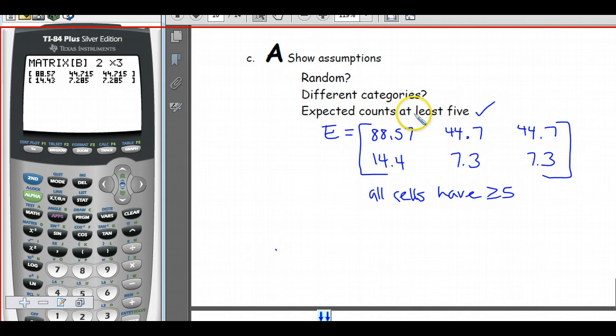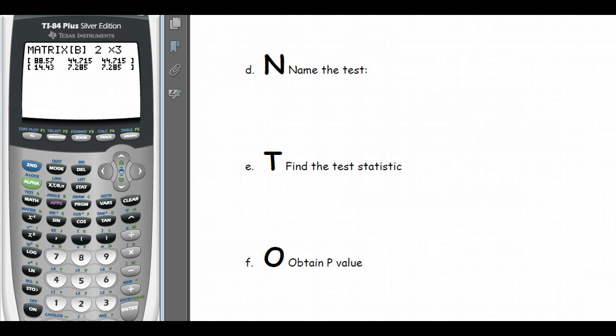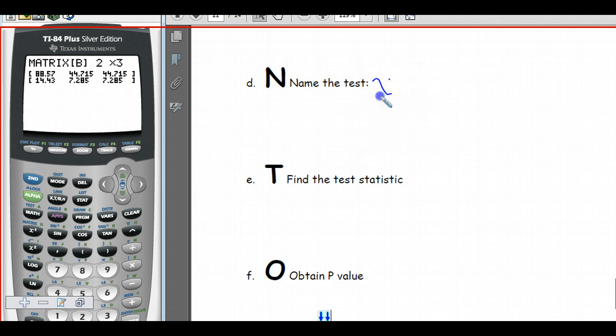Now we could do that by hand, but I'm just going to let you use your calculator for that. All right, so the name of our test is a chi-squared test. You can just leave it like that because that's what the calculator says. If you want to be more clear, you can say chi-squared test of independence. But if you just say chi-squared test, I'll take that as well.